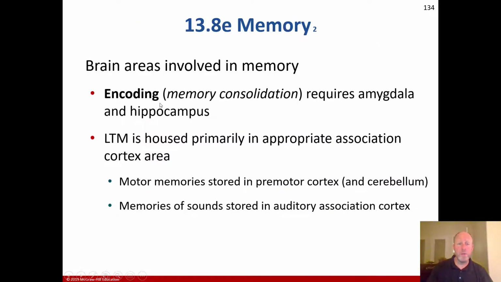Brain areas involved in memory and coding. Memory consolidation requires the amygdala and the hippocampus. Long-term memory is housed primarily in the appropriate association cortex area. Motor memories are stored in the premotor cortex and the cerebellum, and memories of sounds are stored in the auditory association cortex.